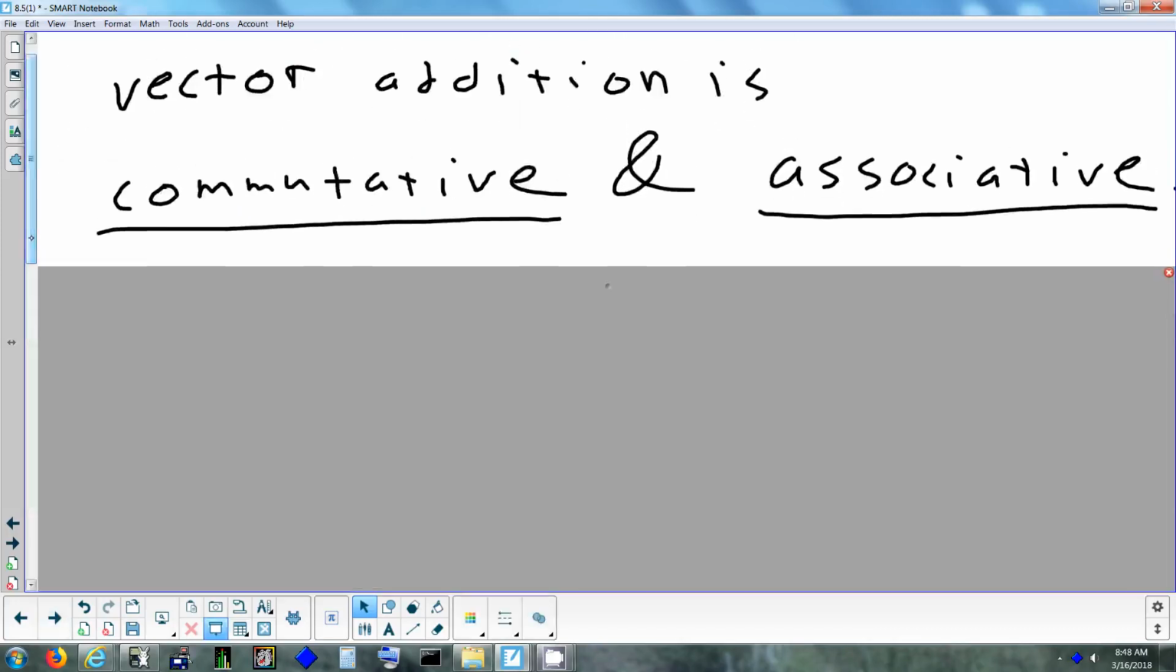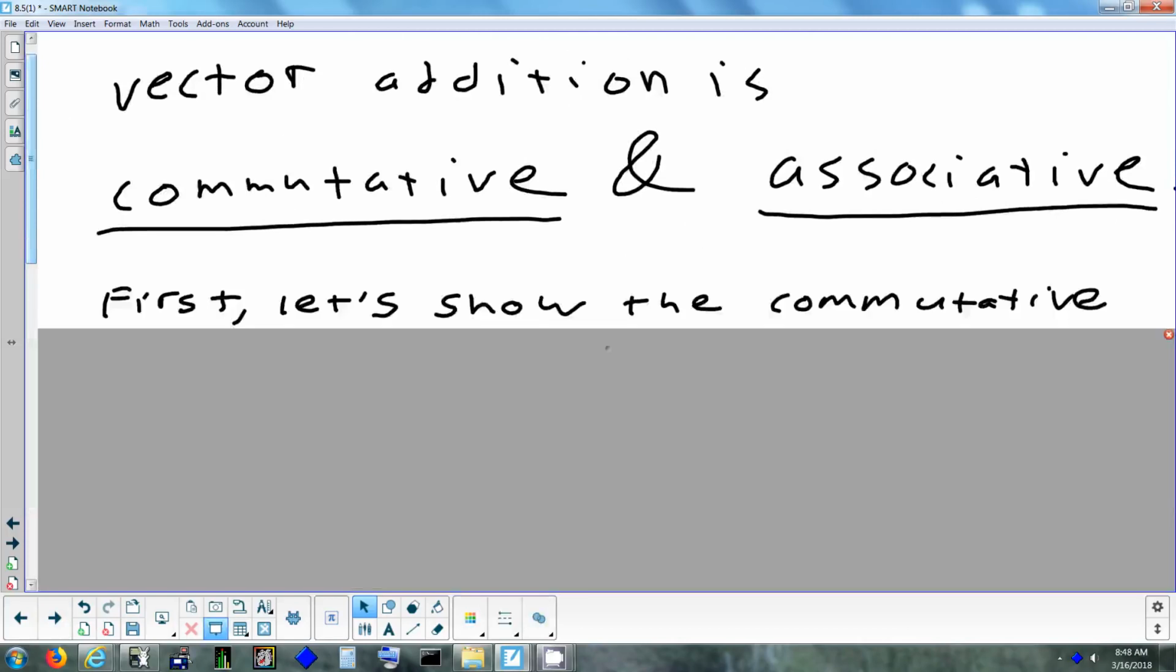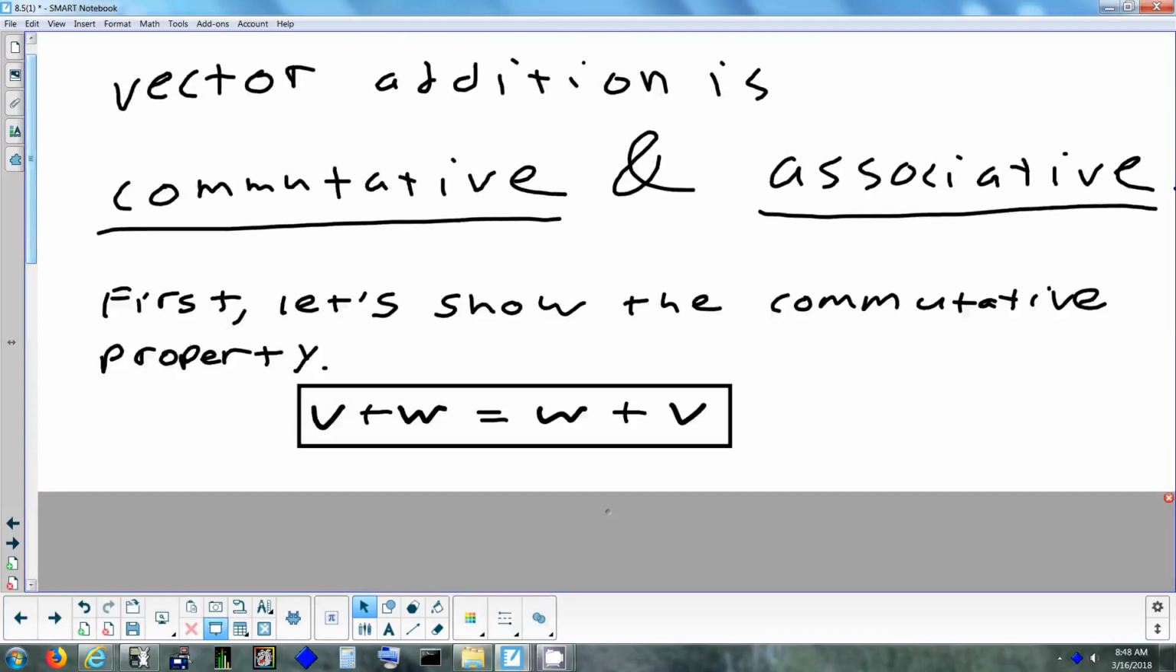Okay, so vector addition is commutative and associative. I will show you that it's commutative. I'm not going to go through associative. I asked you earlier when I was adding two vectors, does the order matter? I said I'd show you, and now I am. The answer is no. You can add them in any order you want.